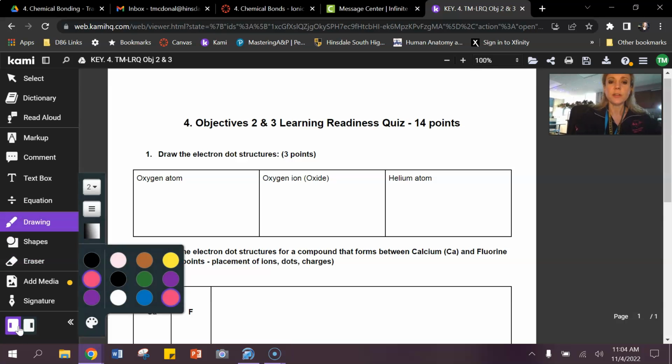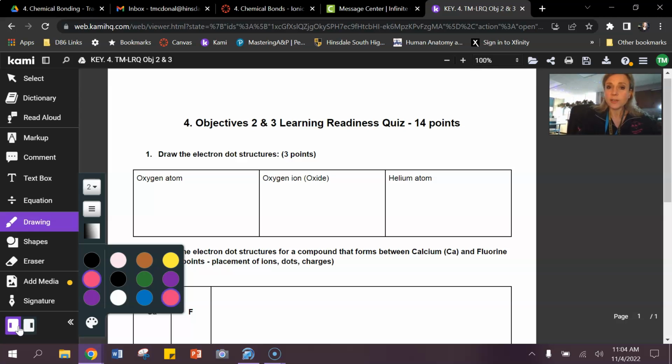Here we have to draw the electron dot structures for an oxygen atom. Recall that electron dot structures, also known as Lewis structures, involve writing out the abbreviation for the element and then drawing the number of valence electrons that the element contains. So oxygen is in column 6 on your periodic table. And if you don't have your chem helper out, you should probably pause this video right now and go ahead and get that out so you have it next to you.